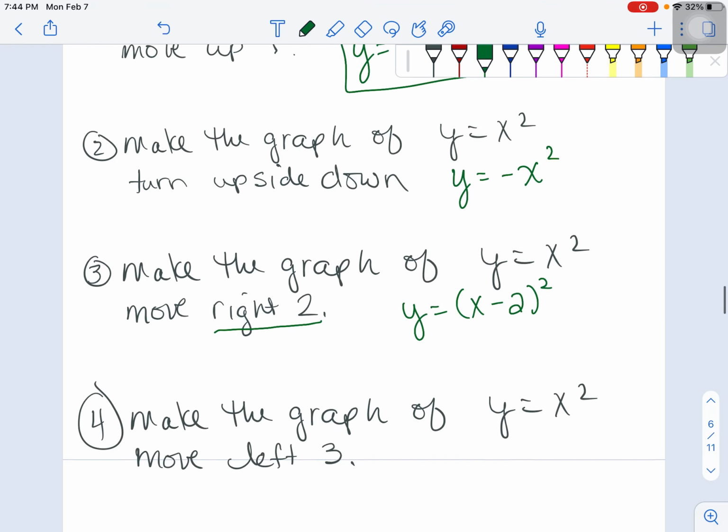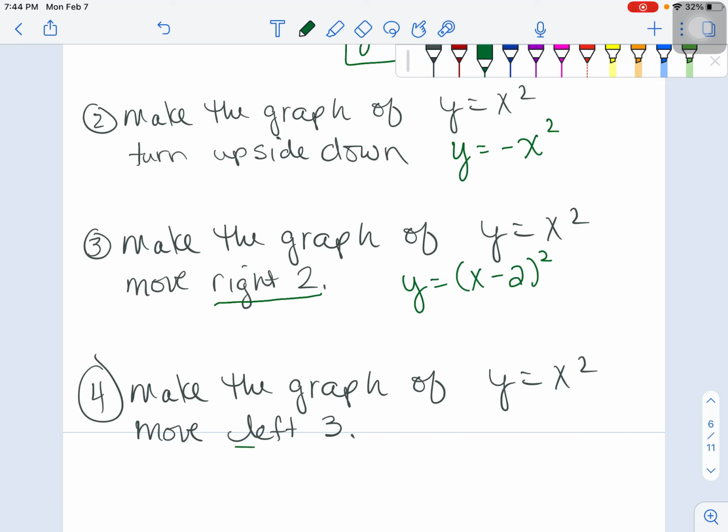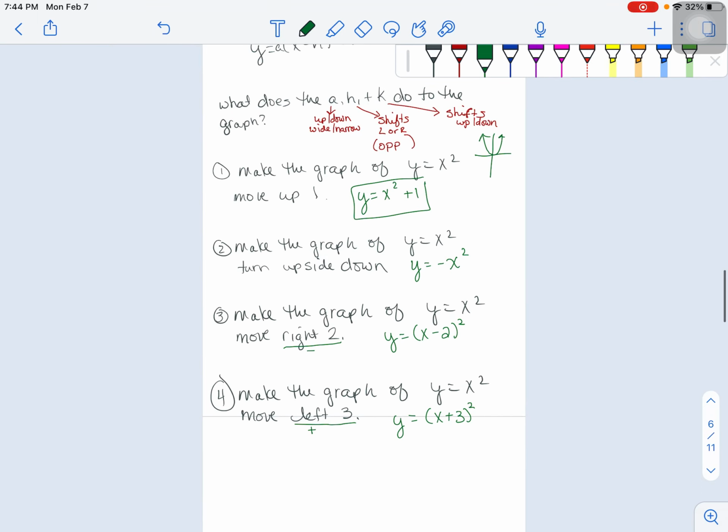Okay? And number 4, I want it to go left 3. Again, that's opposite, so I'd have to write +3. It's opposite of what you would think. Left is going to be a positive and right is going to be a negative. Okay, so just something to recall what we learned in chapter 2.